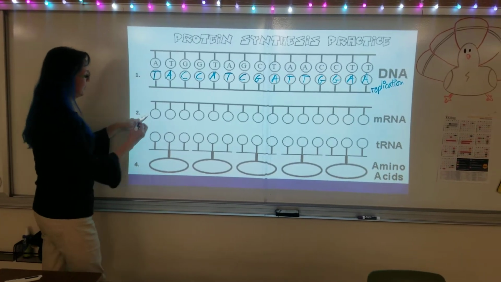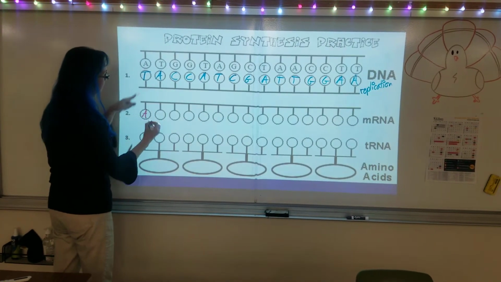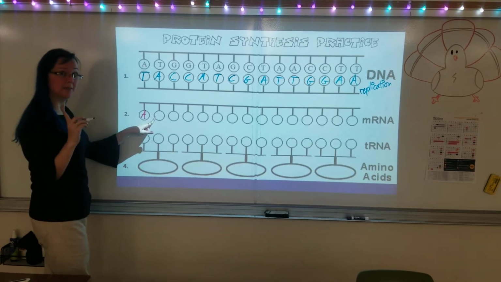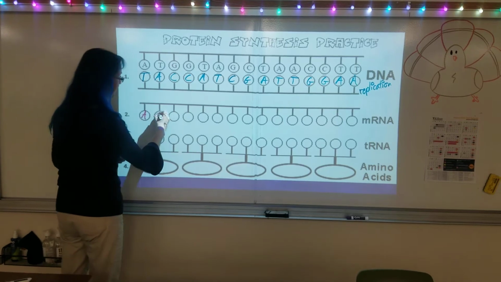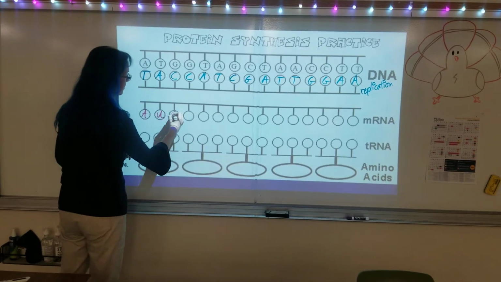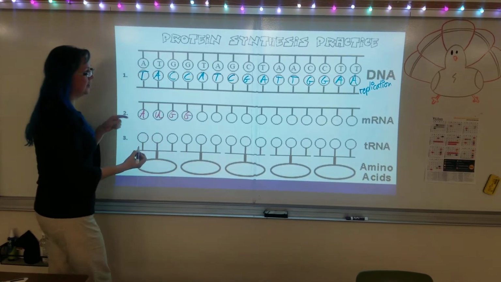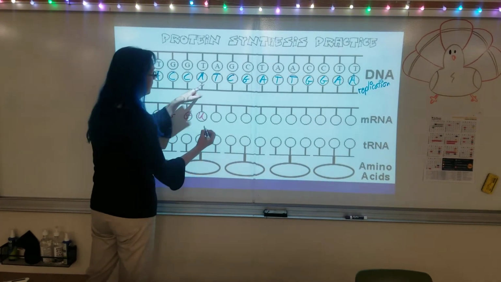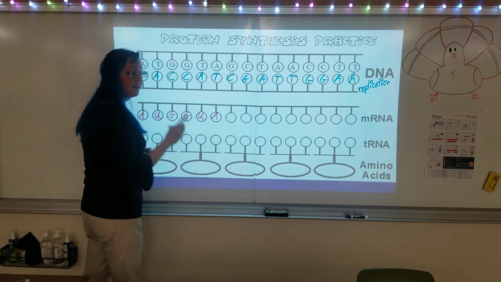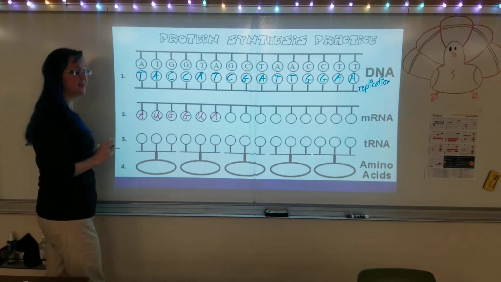So this T is going to pair up with an A. This A would usually pair up with a T, but remember this is RNA, so we can't use that. Instead, we have to use a U. So C and G are luckily going to stay the same. Again, A is going to pair up with a T, but we can't do that, so we're going to use this U. T is going to pair up with an A. Okay, so pause the video here. Go ahead and fill out the rest of your mRNA.